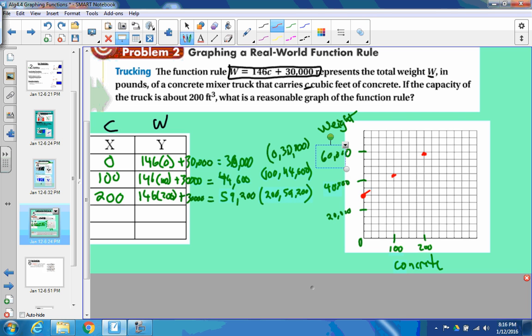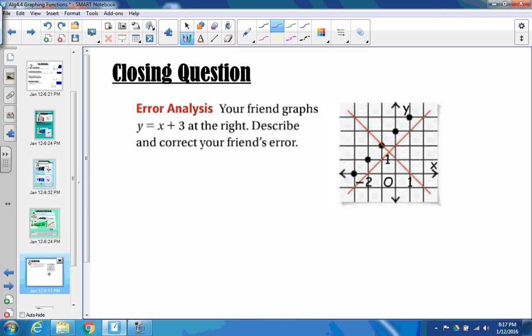Look at that. That looks so perfect. It looks like a line. That is a linear function. We have it graphed. We have it figured out. That shows that up to 200 cubic feet of concrete, that truck's going to weigh almost 60,000 pounds. And that's the max that it would weigh. Very interesting. All right, so that's the last part.